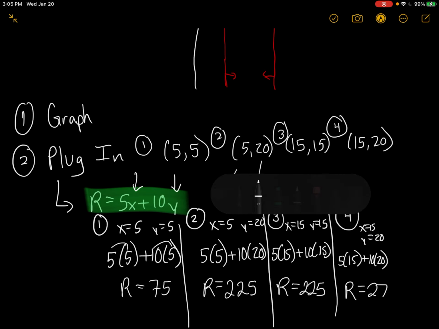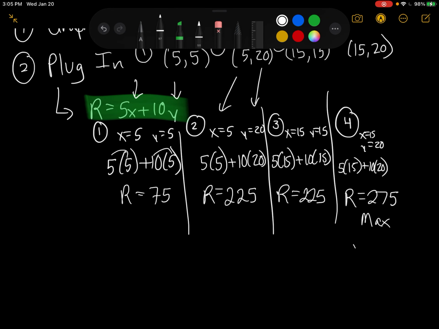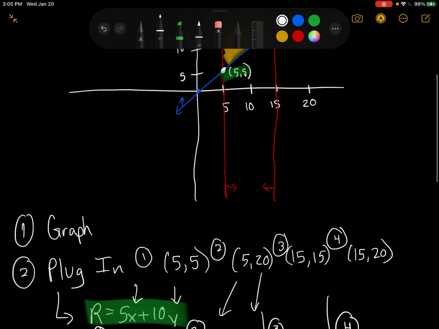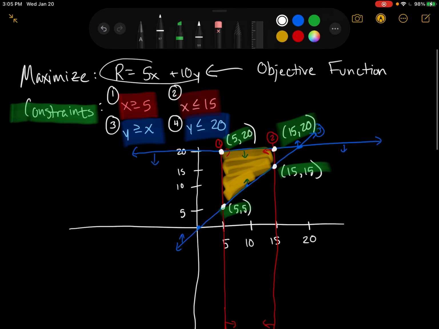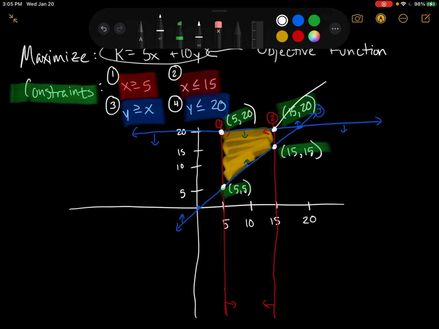So they might ask you for the max, they might ask you for the min. Just depends. We know that this is our max value, so we're going to want to use that. So our max occurs when x equals 15, y equals 20. We have an r value of 275. And again, r value because that's our original equation, r equals. So this point right here, it looks like this top corner, that is our max value of our function.